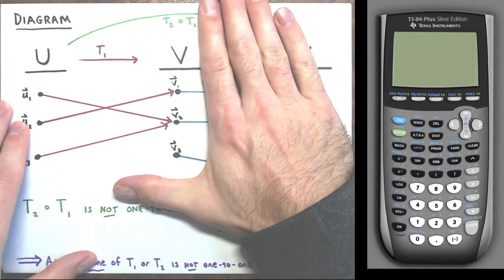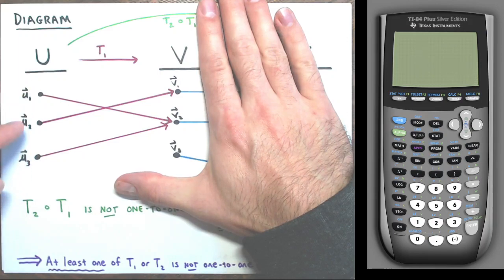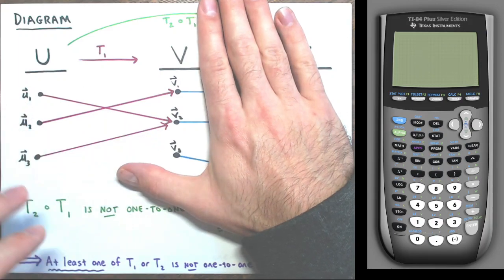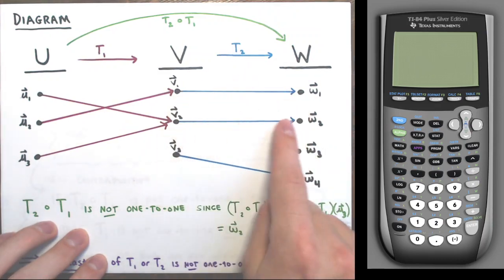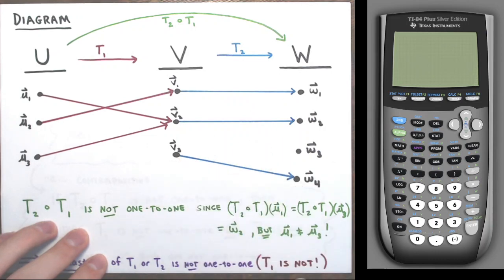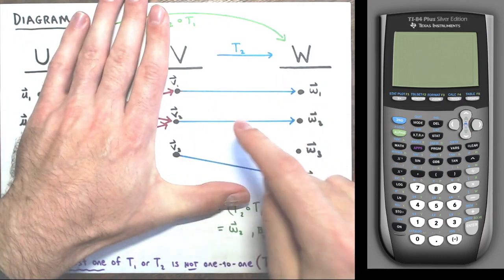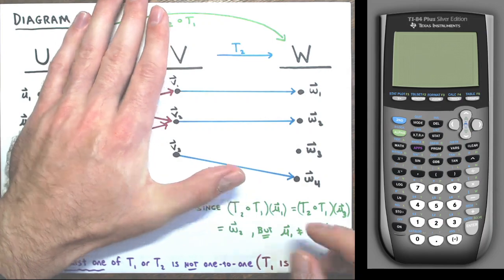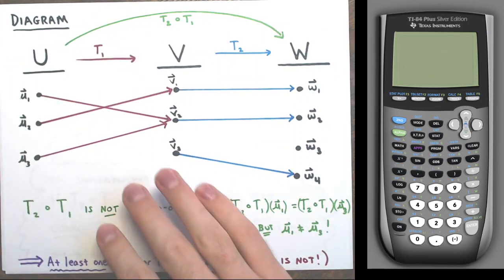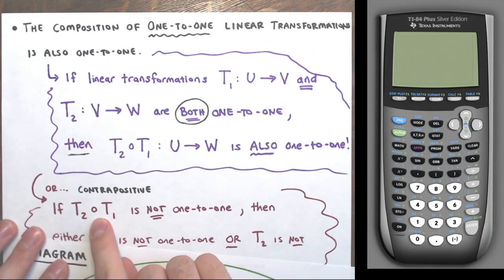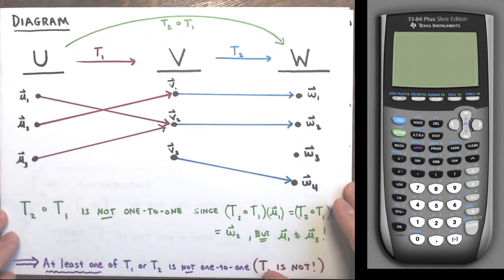If I ignore T2 there, you see it's not one-to-one because there are 2 different inputs that go to the same output. Let's just keep that in mind. And then T2 takes V1 to W1, V2 to W2, and V3 to W4. Ignoring T1, you can see that this is a one-to-one function, because there aren't 2 different inputs going to the same output. So T1 is not one-to-one, T2 is one-to-one, but it doesn't matter. What I'm trying to say is, if you know the composite function is not one-to-one, then one of them has to be not one-to-one. So let's look.